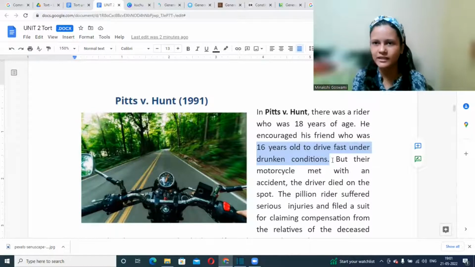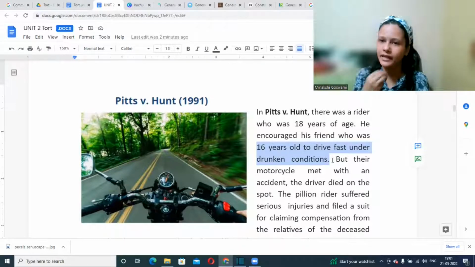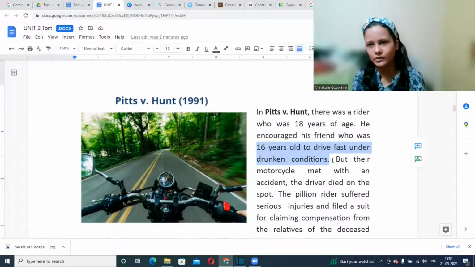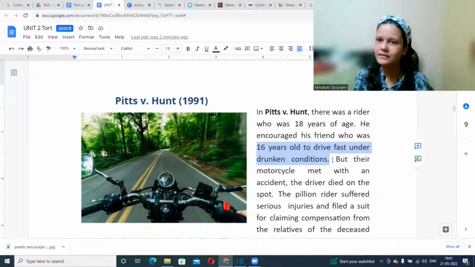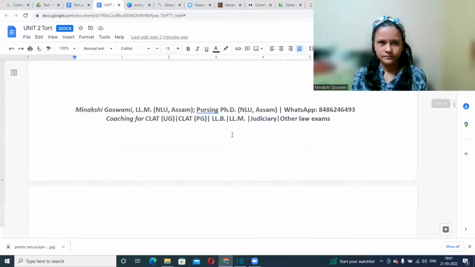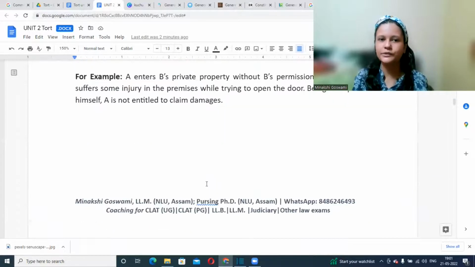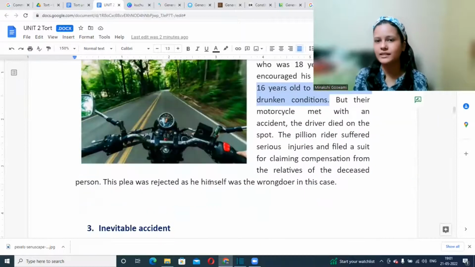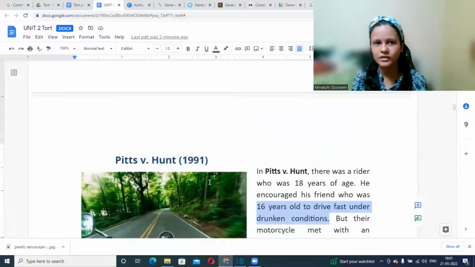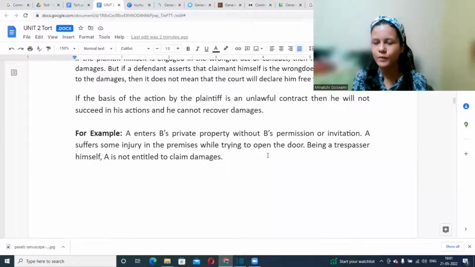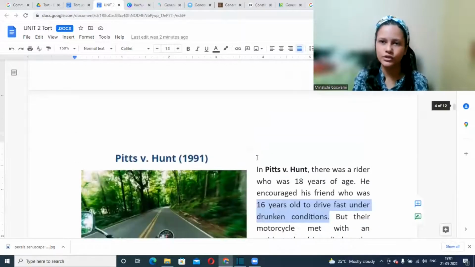He only gave consent to the other person. He only insisted that okay, you ride, that too very fast. So in such a case, he was not considered entitled for the compensation. So the plaintiff, the wrongdoer. If you are only doing something wrong, you are not entitled to get compensation. If you are only entering someone's property without their permission, you should not be complaining about any injury that you have suffered.